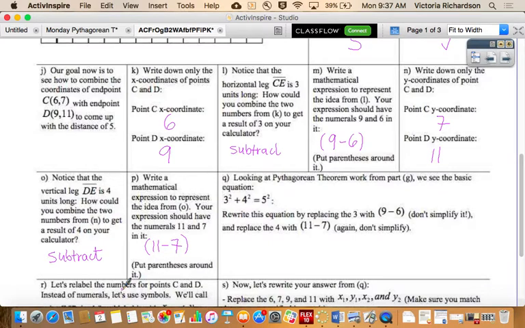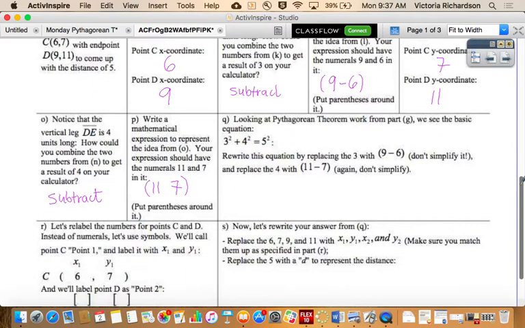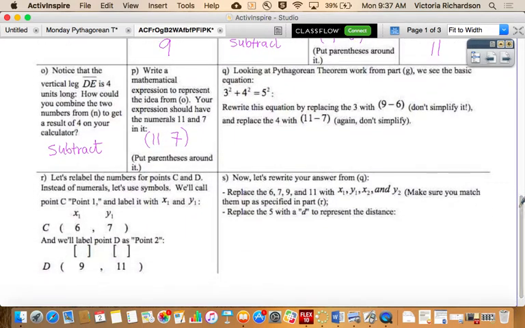So Q says, looking at the Pythagorean theorem work from part G, look up, we see the basic equation, which is 3 squared plus 4 squared equals 5 squared. So it says rewrite this equation by replacing the 3 with the 9 minus 6 that we came up with, and don't simplify it, and then replace the 4 in the equation with 11 minus 7. So I'm going to do that now.